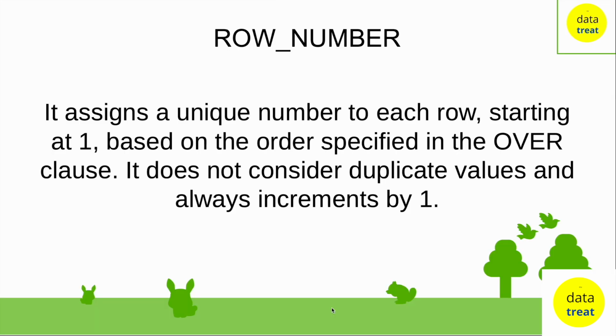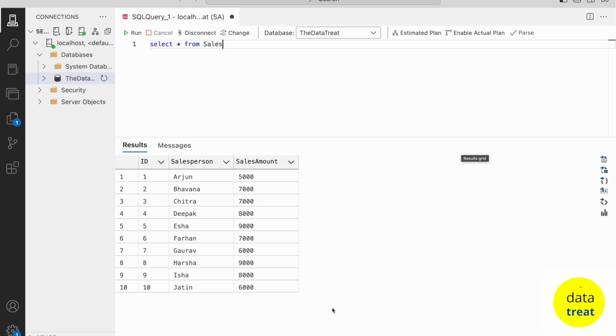So let's start first with ROW_NUMBER. It assigns a unique number to each row starting at 1 based on the order specified in the ORDER BY clause. It does not consider duplicate values and always increments by 1. So it will just assign a serial number to each row, and it doesn't care about duplicate values or anything else. It will just assign serial numbers 1, 2, 3, 4, like that. So let's check this in our query.